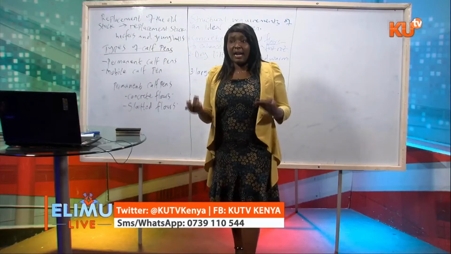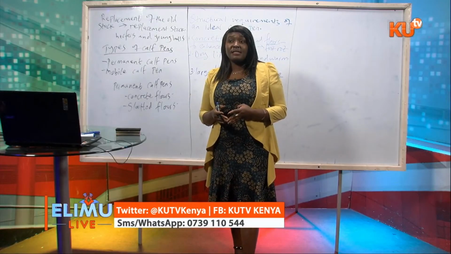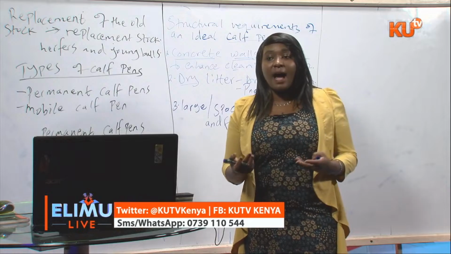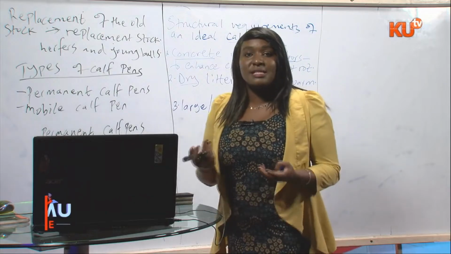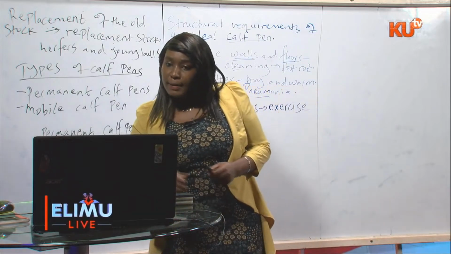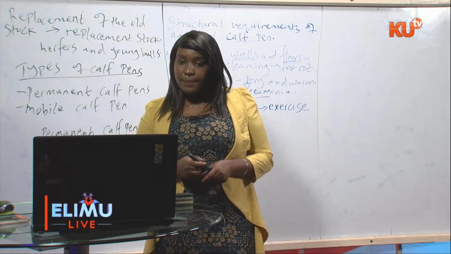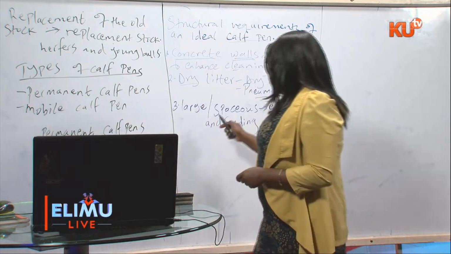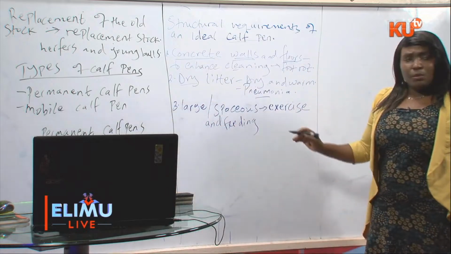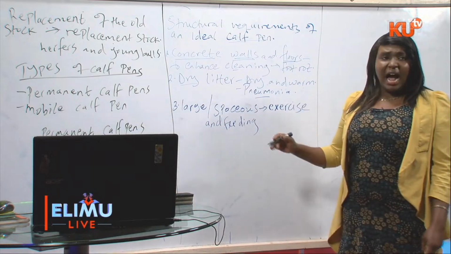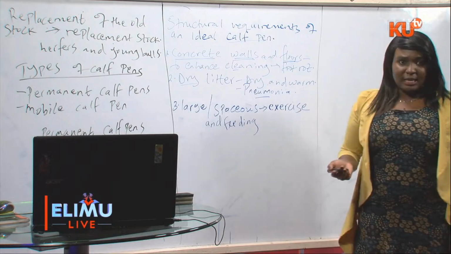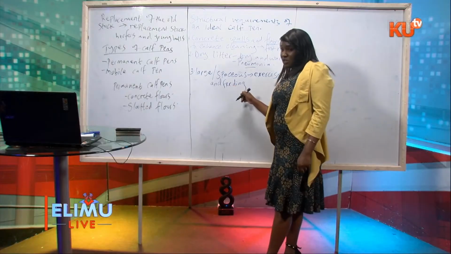And of course, an animal that is getting enough exercise will grow healthier and faster, and it will reach service time early, and at the right time. And also, we require enough space so that we can accommodate the feeding and the watering equipment. That is the feed troughs and the water troughs.